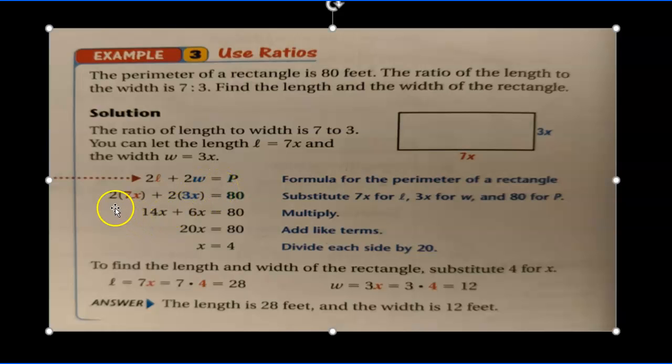So now I come down here to 2 times 7X plus 2 times 3X, and I know my total is 80. They told me that somewhere. Where did they tell me that? Oh, right up here. So equals 80. Then I start working with my X's, 14X plus 6X, and I'm going to have 20X equals 80, so X equals 4. Is that what they asked me for? No, they didn't ask for X. They said to find the length and the width. Now I have to go back to my original 7X, so 7 times 4 is 28, and 3 times 4 is 12. That's the answer I want to provide.